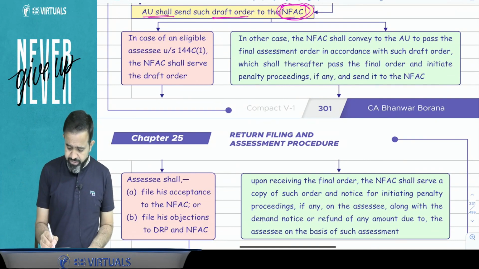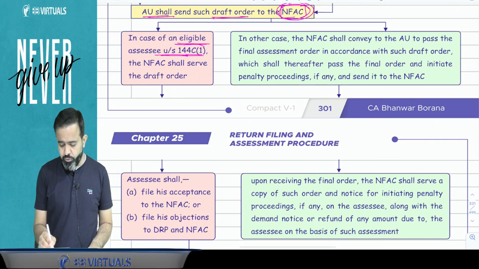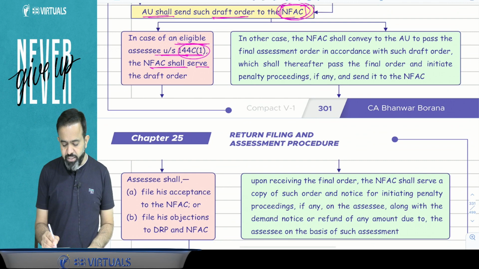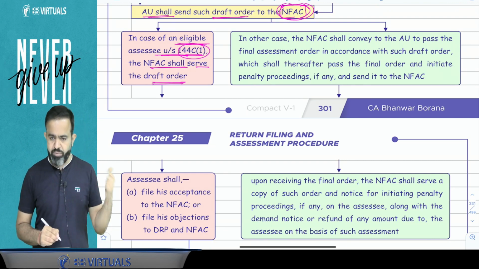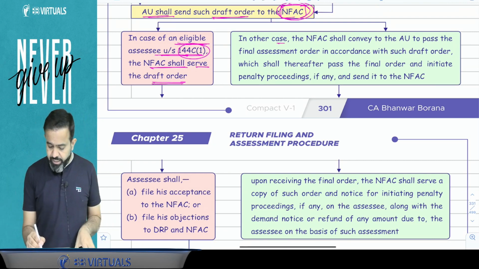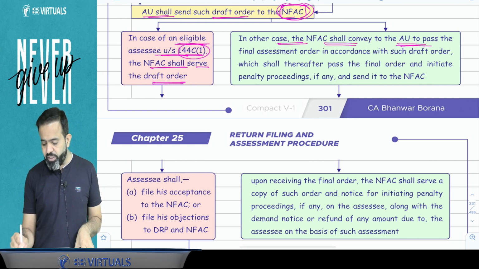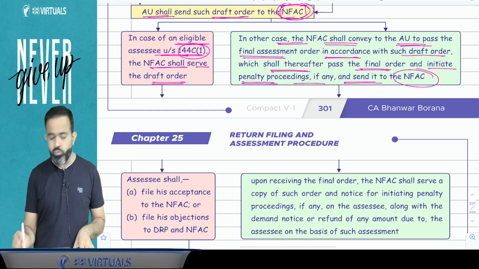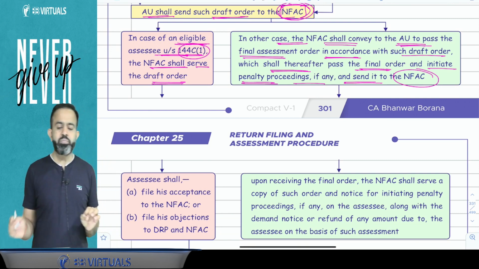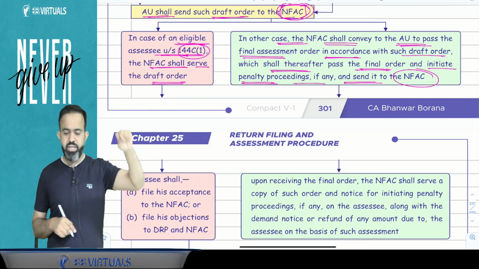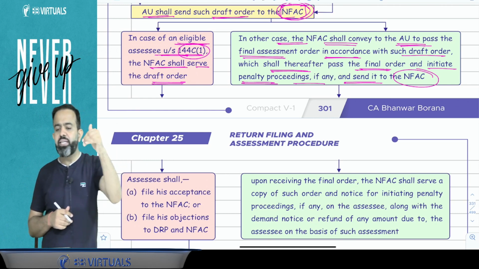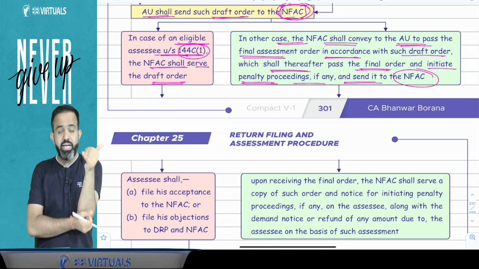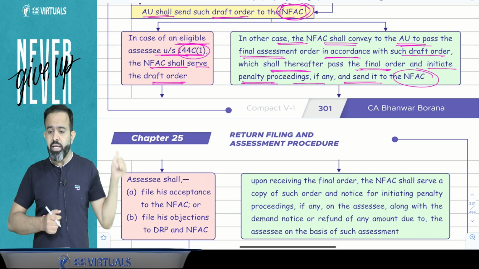In the case of an eligible assessee under section 144C, NFAC shall serve the draft order to the assessee. But in other cases, the NFAC shall direct the assessment unit to pass the final assessment order in accordance with the draft order, which shall thereafter pass the final order, intimate penalty proceeding, if any, and send it to NFAC. So what will the assessment unit do? In accordance with the draft order, they will make it final, and the final order will be sent to the NFAC, and they will also intimate that penalty proceeding will be initiated.